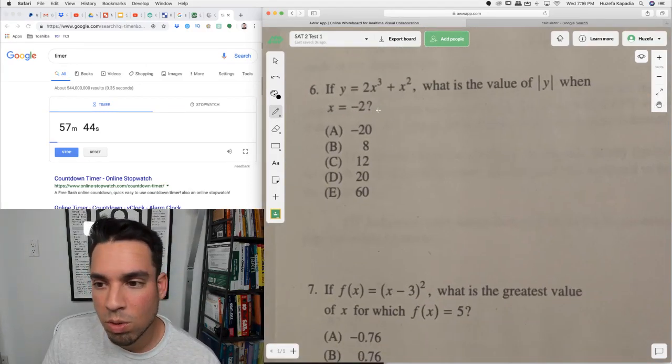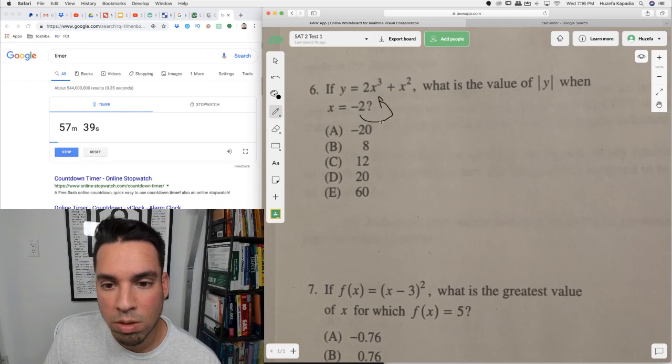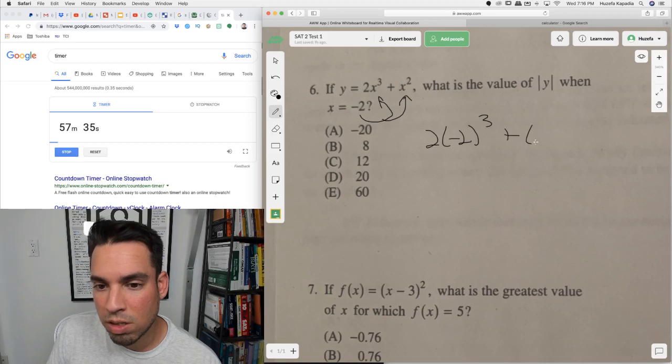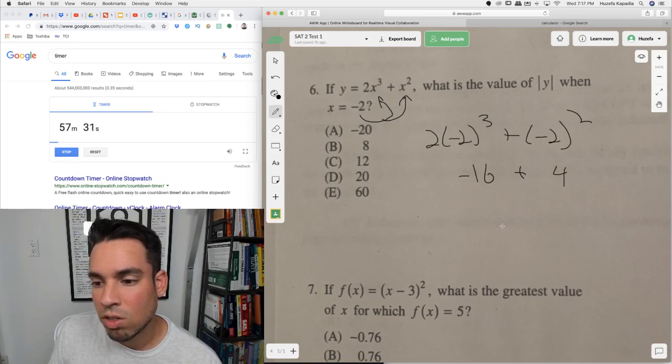Next, 2x cubed. So what is the value of y when x equals absolute value of y? So let's plug it in. Boom, boom. So I get 2 times negative 2 cubed plus negative 2 squared. So this is 4. That's negative 8, negative 16. So that's negative 12. And the absolute value of that is positive 12.